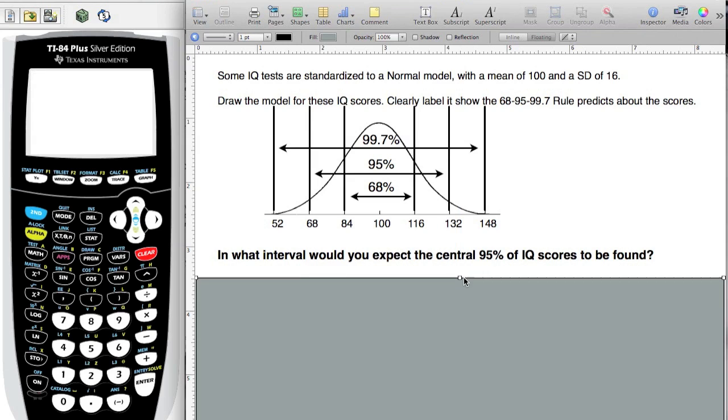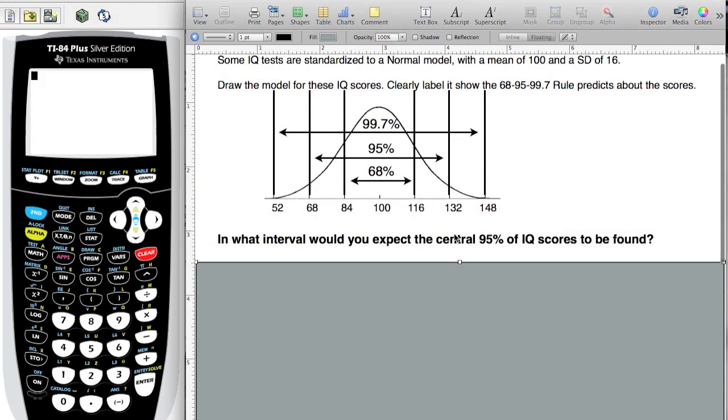So there's the first question. This is a very basic one. What interval, that means beginning to ending, so you're going to need two numbers, would you expect the central 95% of all IQ scores to be found? Well, that's pretty obvious. It's sitting here. It would be between 68 and 132. So 95% of all IQ scores in this situation would fall between 68 and 132.